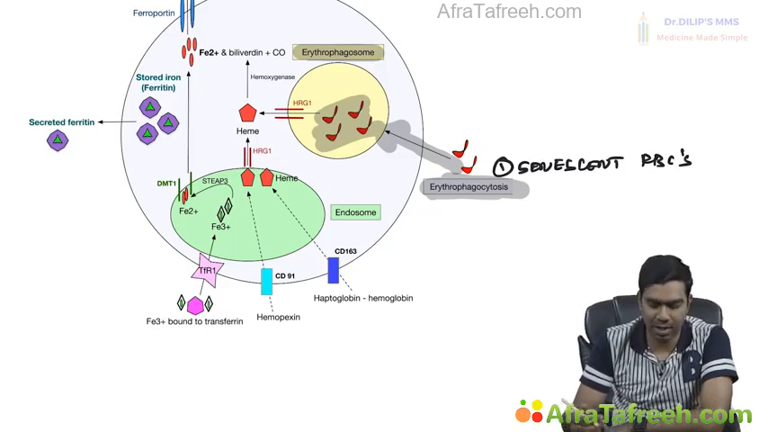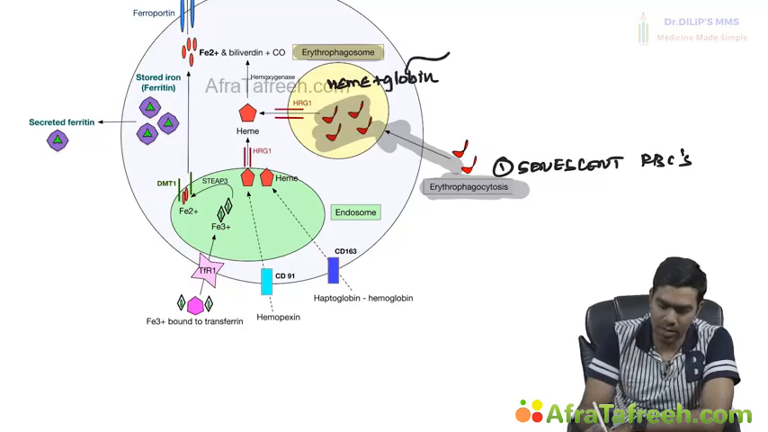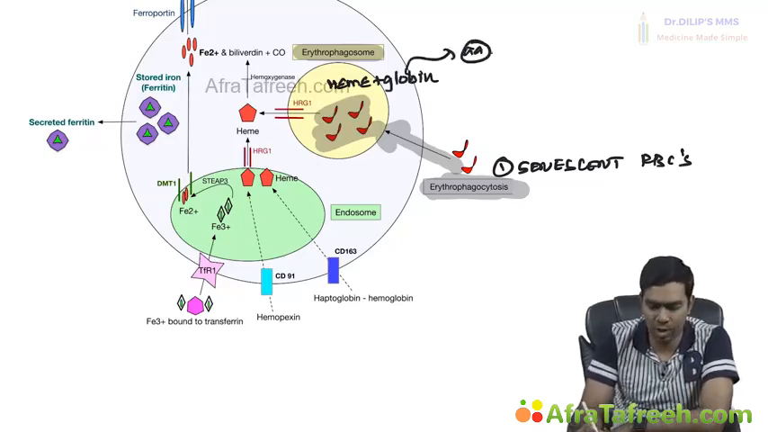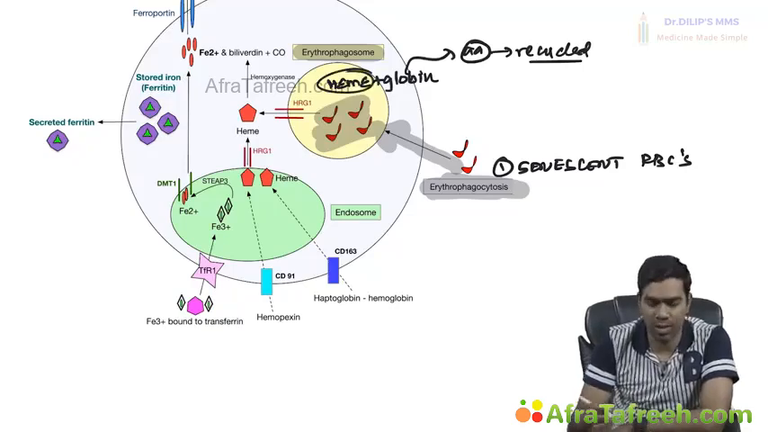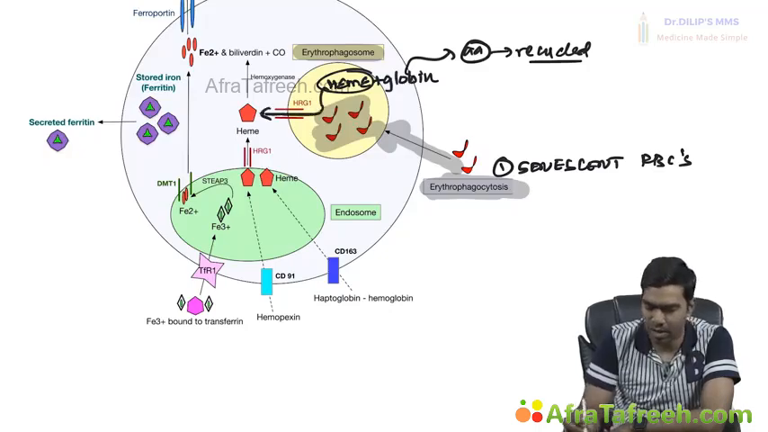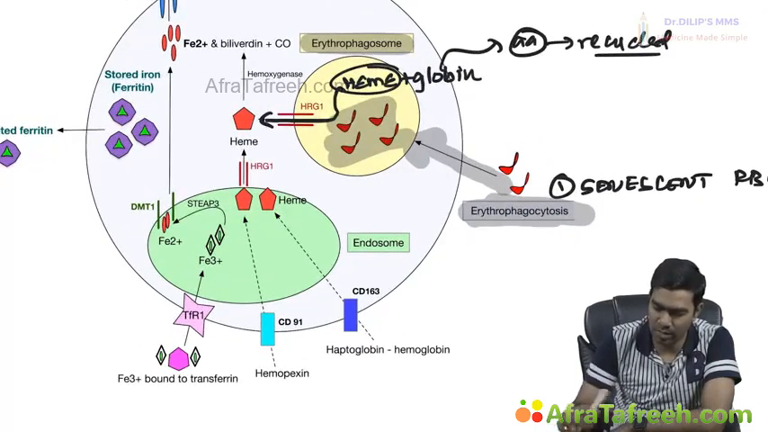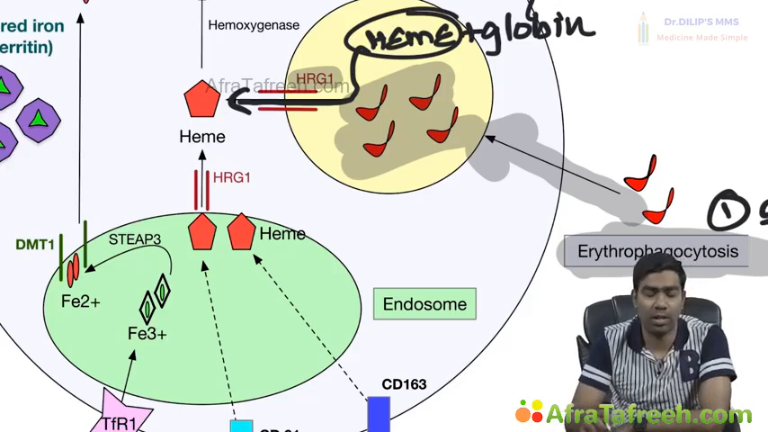And once the RBCs are ripped apart inside the erythrophagosome, you are going to push out heme and globin. Obviously, you know very well this globin is going to be degraded further into amino acids, which can be recycled. But what about this heme that is formed within the erythrophagosome? Yes, this heme is going to be transported out of the erythrophagosome by a transport protein, which we are going to call HRG. That's heme regulatory gene 1, and its product is a protein.